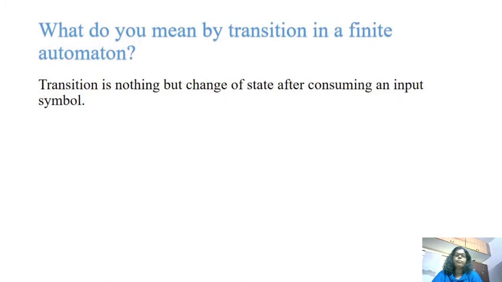What do you mean by a transition in a finite automaton? A transition is nothing but a change of state after consuming an input symbol. After consuming an input symbol, it moves from the current state to the next state. That is called a transition.